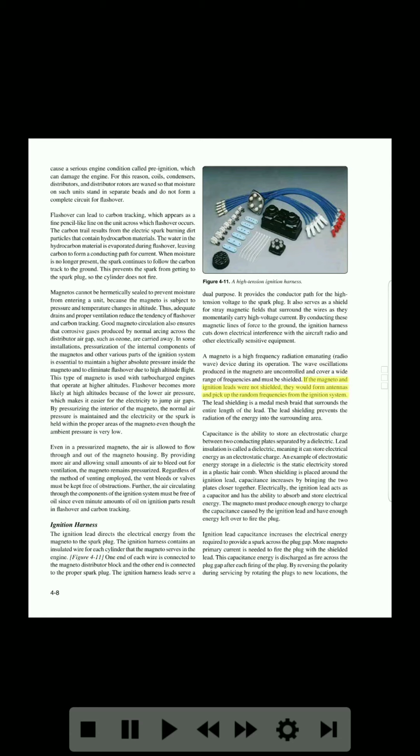If the magneto and ignition leads were not shielded, they would form antennas and pick up random frequencies from the ignition system. The lead shielding is a metal mesh braid that surrounds the entire length of the lead. The lead shielding prevents the radiation of the energy into the surrounding area.